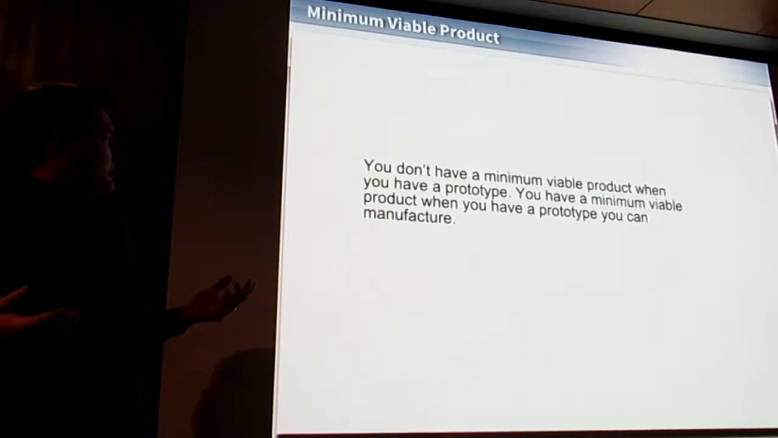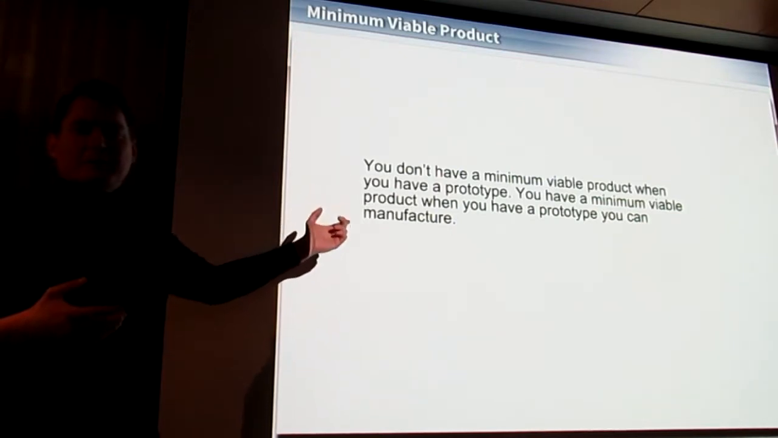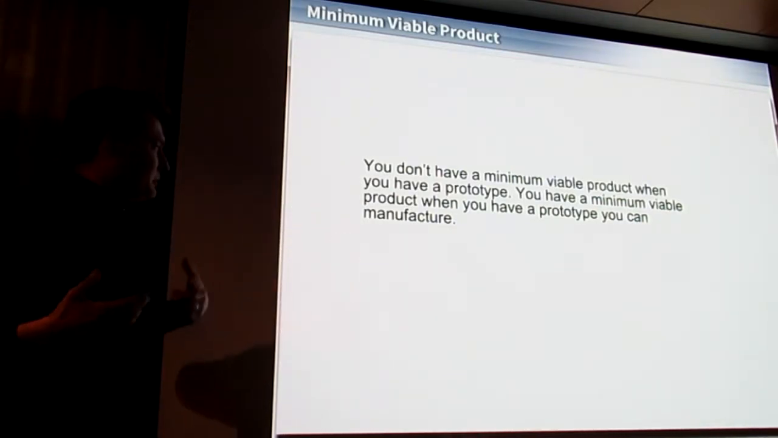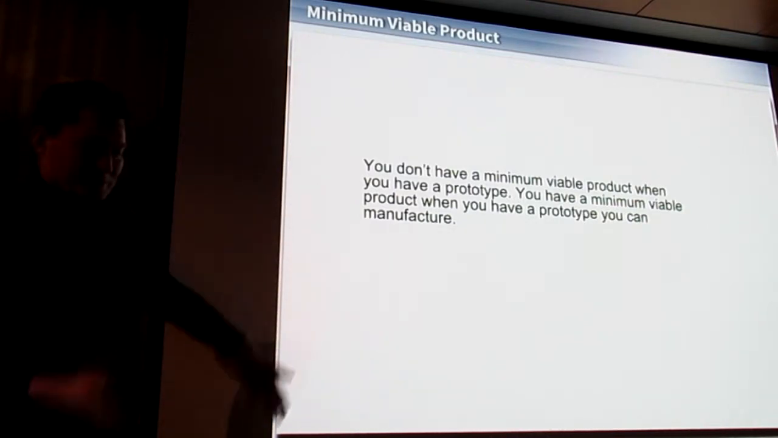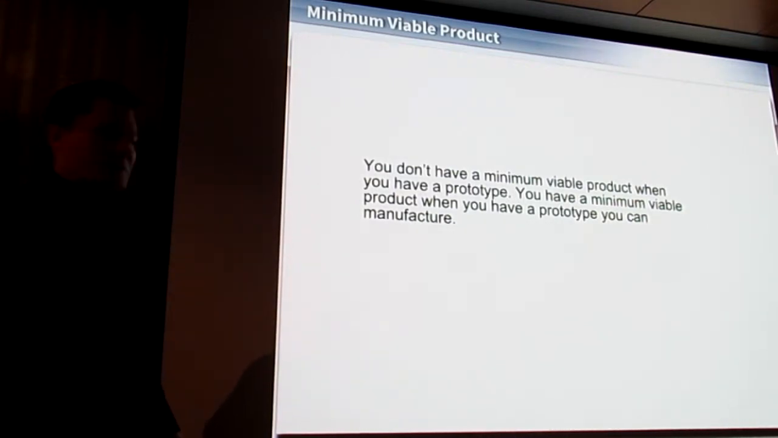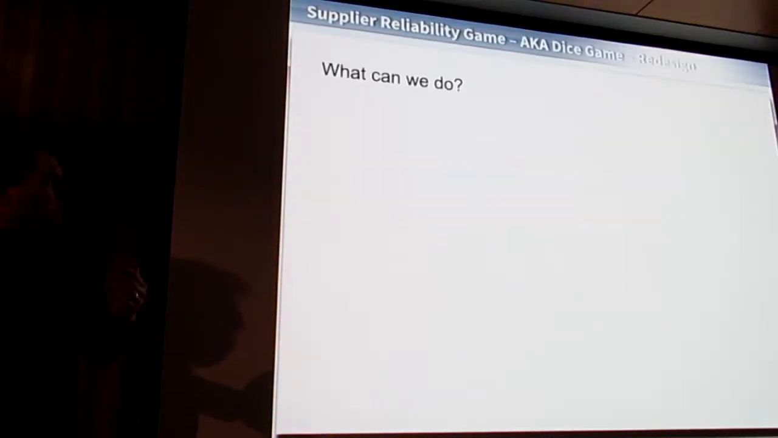I always say you don't have a minimum viable product when you have a prototype. You have a minimum viable product when you have a prototype that you can manufacture, right? So we talk about lean methods and lean product development. When it comes to hardware, you need to have something that you can actually manufacture. So absolutely, try to spread your risk.